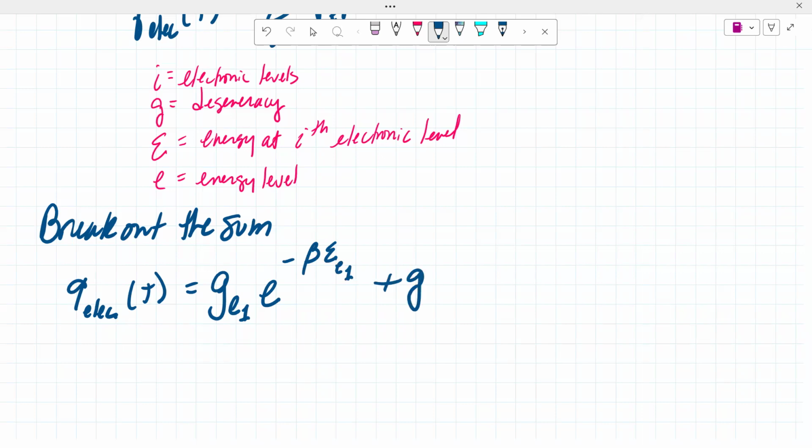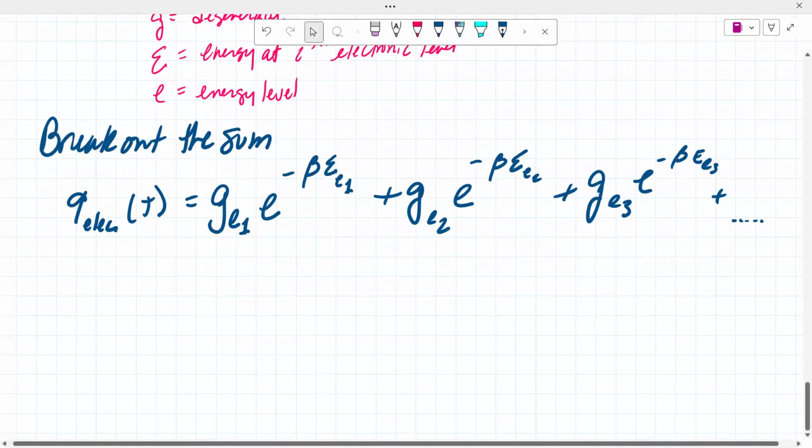Plus g2 e to the negative beta E2 plus g3 e to the negative beta E3 plus blah, blah, blah. You get the idea. And the reason why we can't write them all out is because how do we know what the upper level is? Depends how high they get excited. Now we just said that the lowest energy level has energy of 0 because we set it to 0.